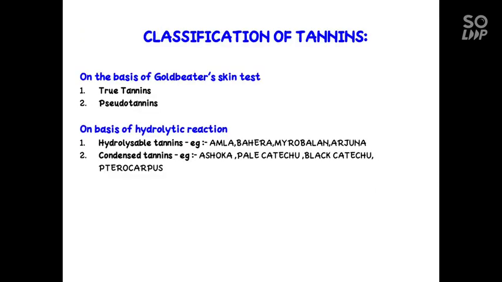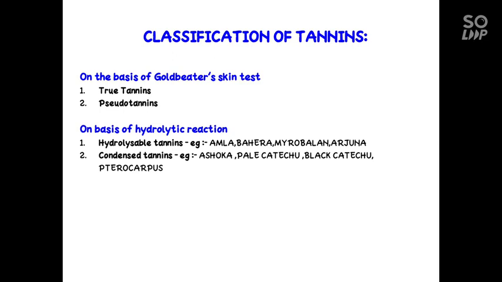Classification of tannins. On the basis of Goldbeater's skin test, the tannins are classified as true tannins and pseudotannins. True tannins are the ones which give a positive tannin test and pseudotannins are the ones which fail to give the positive test. On the basis of hydrolytic reaction, they are classified as hydrolyzable tannins and condensed tannins.